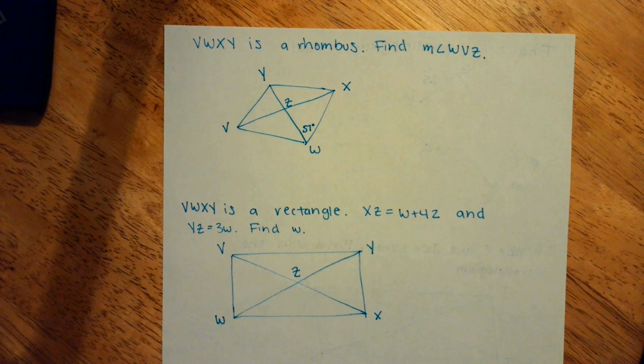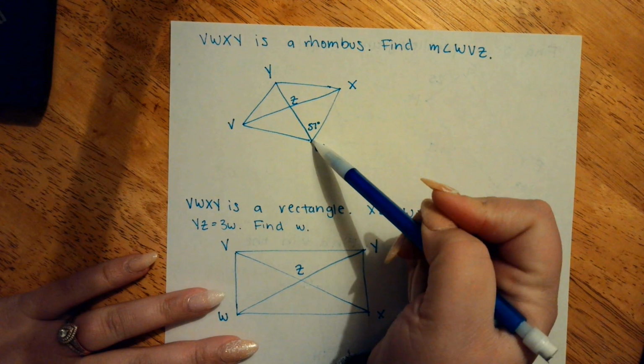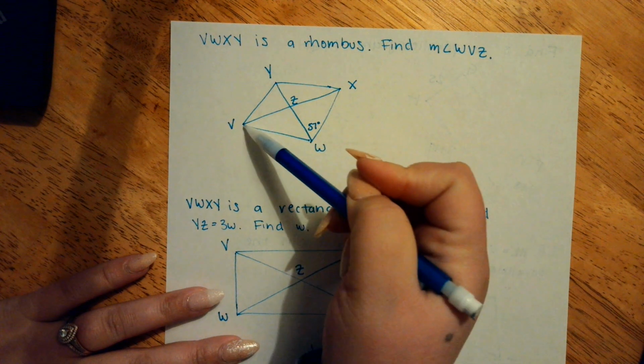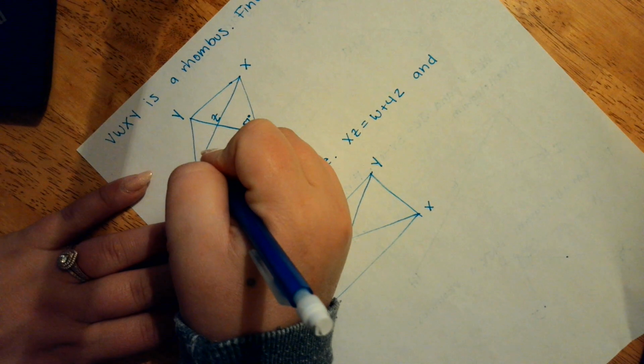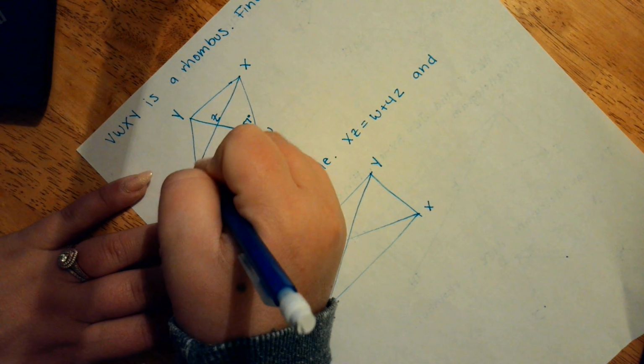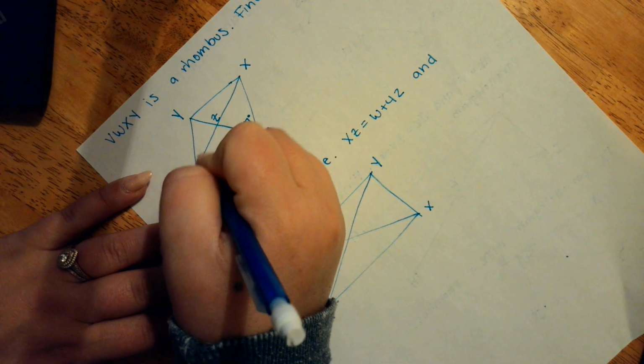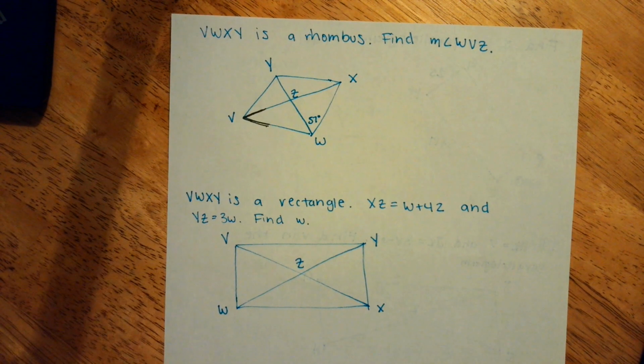All right, again, we've got a rhombus here, and this time we're looking to find the measure of angle WVZ. So first, we've got to find that angle, WVZ. Remember, the middle letter is where the actual angle is. So this angle here is the angle measure that we're looking for.